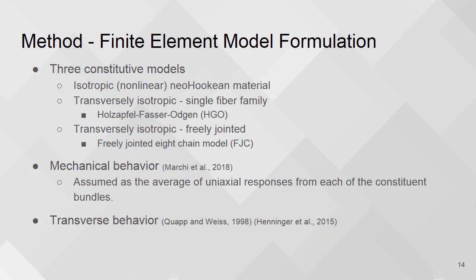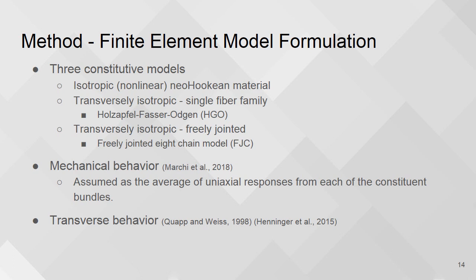This analysis utilized three constitutive models. The first model described the ligament as isotropic, the second described the model as transversely isotropic, and the last was also transversely isotropic. However, it was freely jointed. These constitutive models are noted as neo-Hookean, HGO, and FJC.